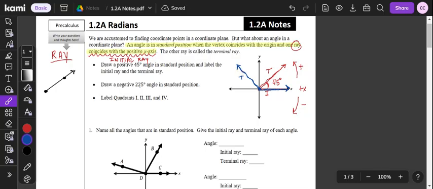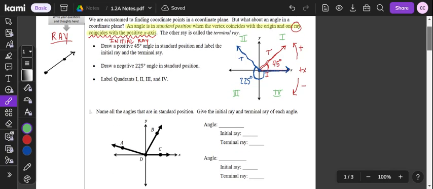Now be really careful. The angle is not this. The angle went the other direction. So the angle actually goes the long way around. And this is 225 degrees. All right, finally it says label quadrants 1, 2, 3, and 4. This should be review for you all. So we're going to go ahead and do that. Quadrant 1 is in the top right. Quadrant 2 is in the top left. Quadrant 3 is in the bottom left. And quadrant 4 is in the bottom right. So there we go. That's how you graph angles.